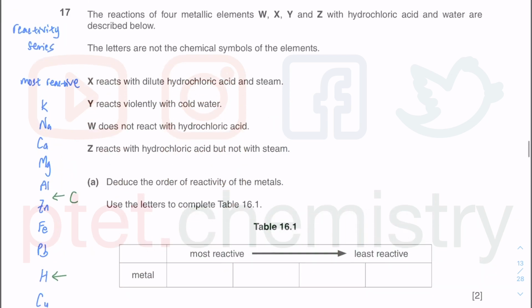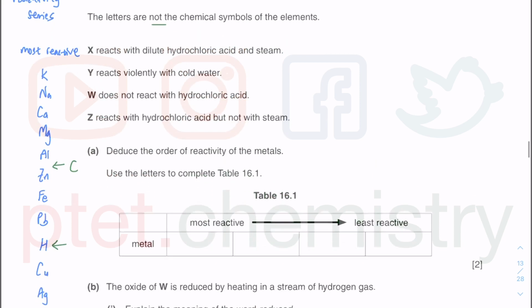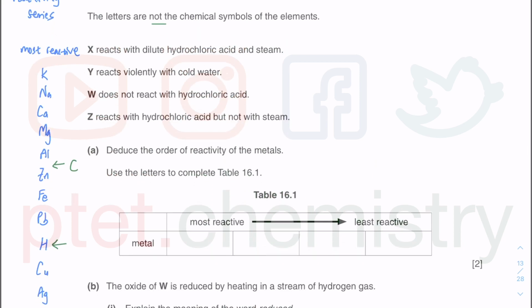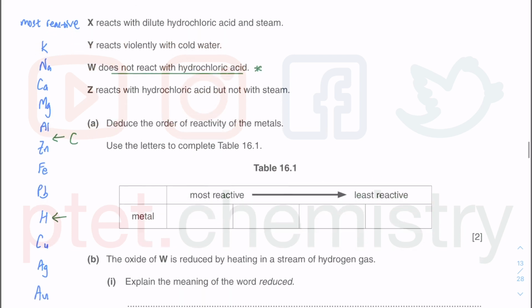So the next thing is X reacts. So these are four metallic elements, W, X, Y, and Z. You're reacting them with hydrochloric acid and water. These letters are not the chemical symbols of the elements, so they are just random letters. So first of all, W is the only one that does not react with HCl. So it must be a metal below hydrogen in the reactivity series. So these three do not react, so it does not react with dilute acid.